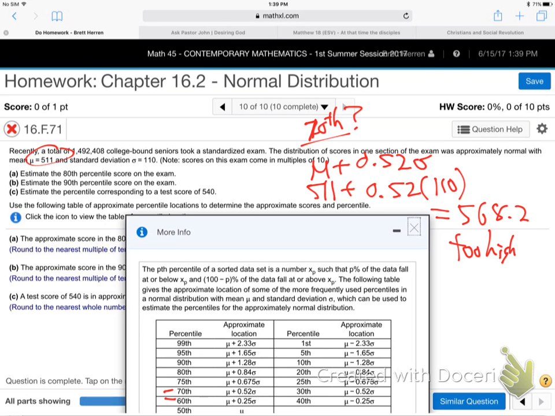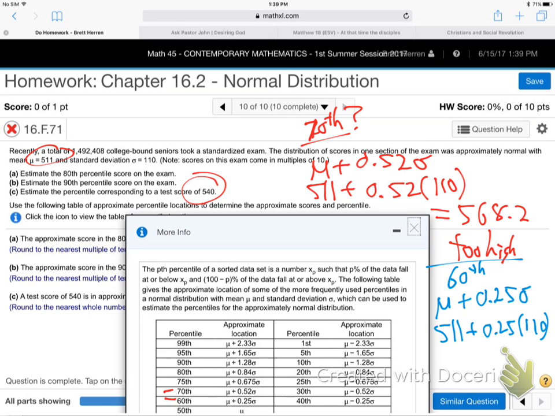Right, because he's, what is he? He's 540. He's only 540. 568 is too high. So I'm guessing he's the 60th. Let's try the 60th. That's mu plus, what's the 60th? 0.25 sigma. So mu 511 plus 0.25 sigma. Sigma's 110. And so that's what, 25 and 27.5. 27.5, 38.5.